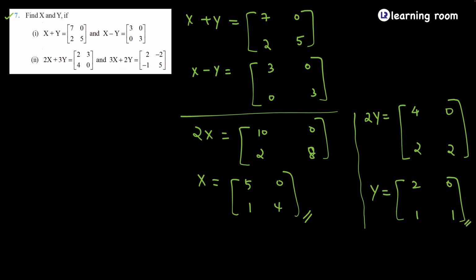So what is the answer for the second one? This one, what is the value of x and y? What is the matrix x? You have to find it. What is the answer? 2 by 5 minus 12 by 5. Is everyone getting the same answer?